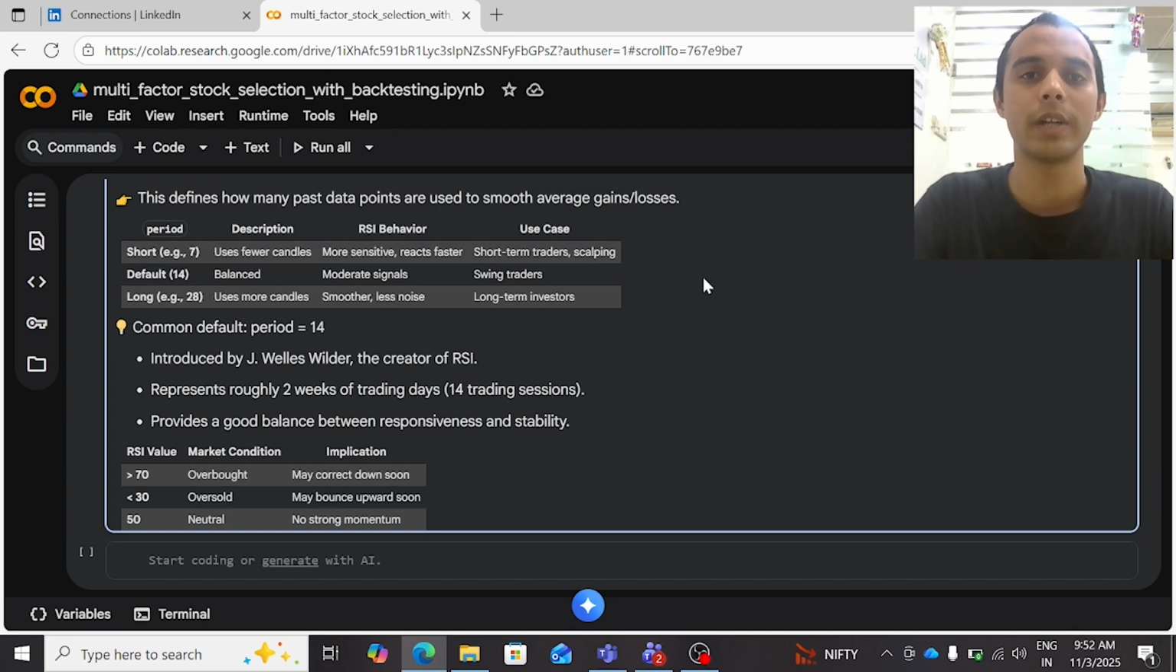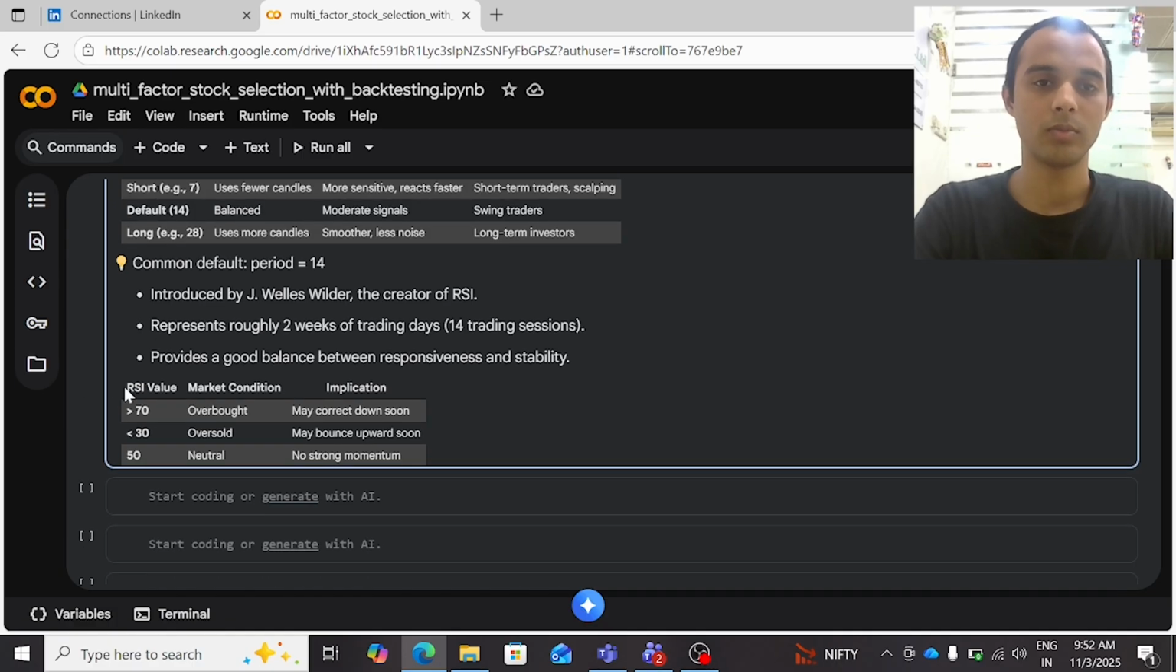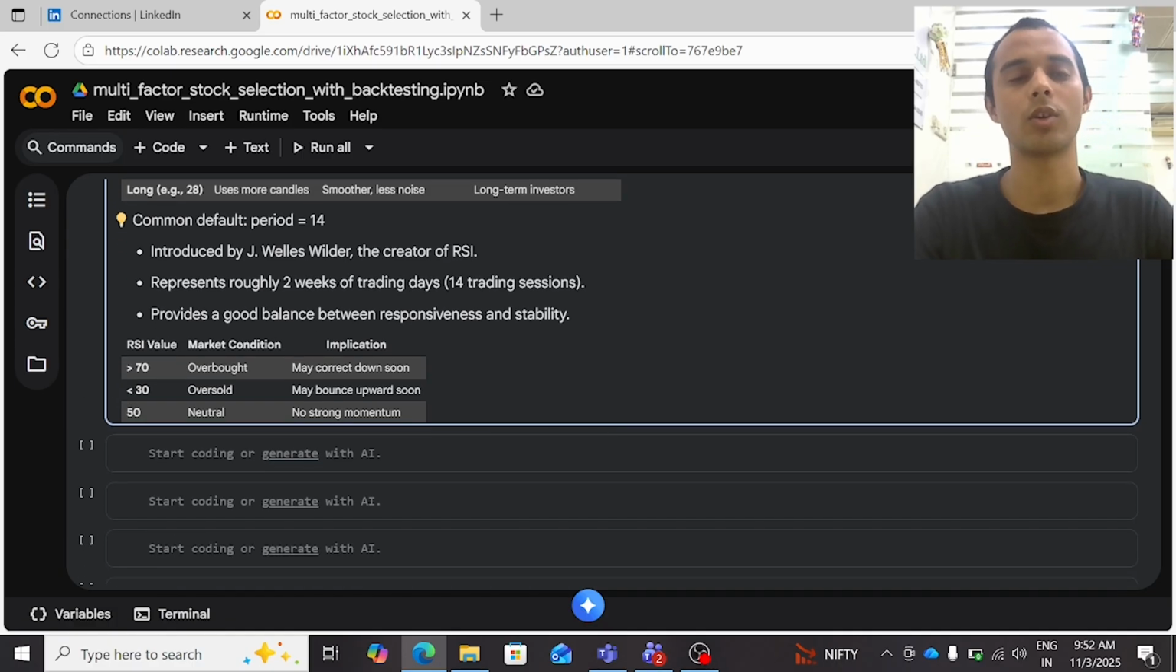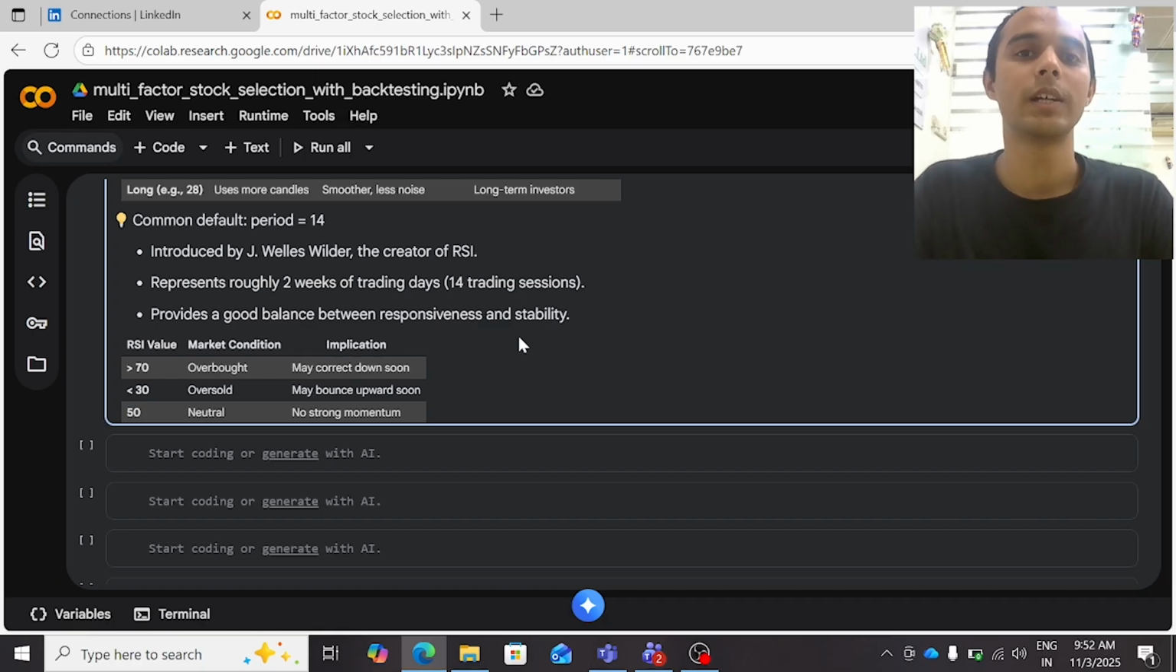If you are a scalper who likes to take many short profits in a certain day, then you might take 7. If you are long term, 28. If you are somewhere in the middle, 14. That will be 2 weeks of trading sessions. Also, RSI value has a range from 1 to 100, where if it goes above 70, it is overbought and a major correction down may come in the market, and everyone will be selling. It is not a strict rule, it is a helping hand that it might happen.